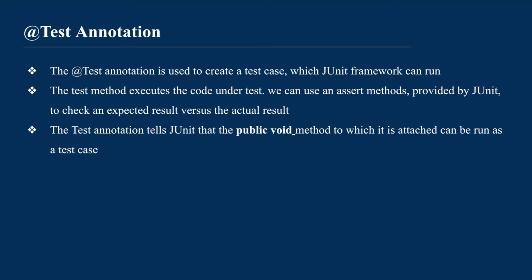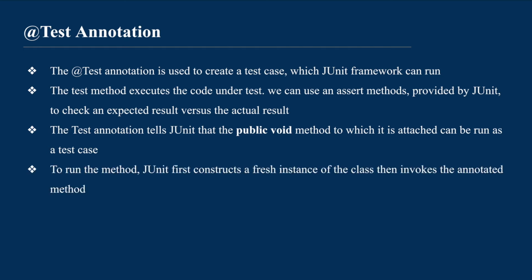The @Test annotation tells JUnit that the public void method to which it is attached can be run as a test case. The point to note here is that the test method has to be public and its return type must be void. In the previous tutorial, we have already seen that the test case method must be public, else JUnit cannot run it. To run the method, JUnit first constructs a fresh instance of the class, then invokes the annotated method.